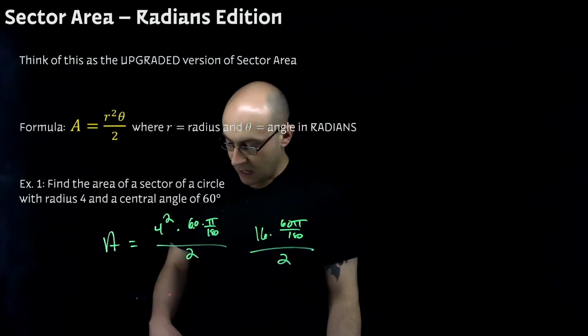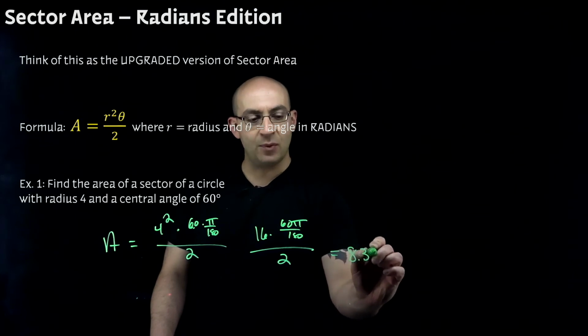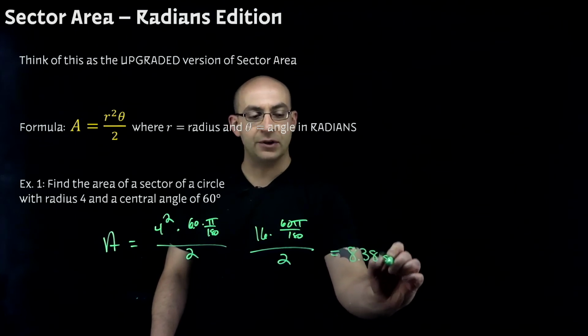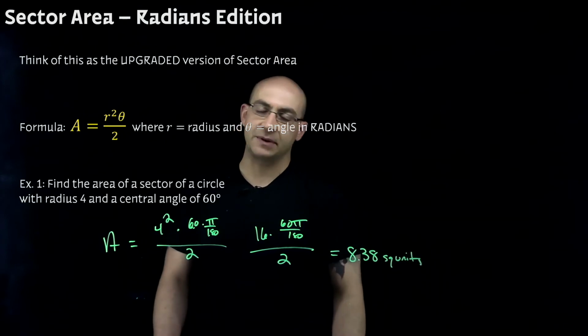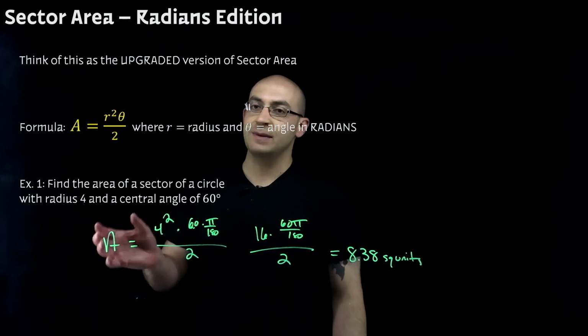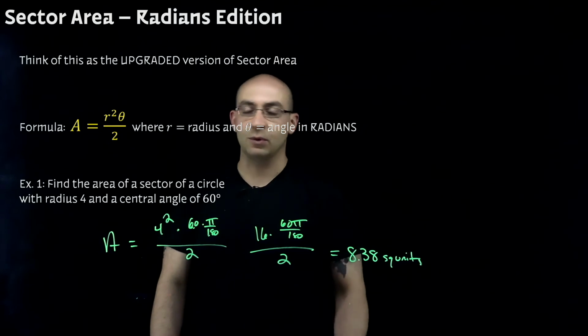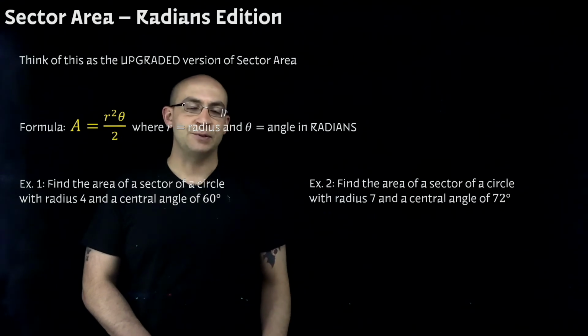Now, our answer for this problem, when we get it, it's going to be 8.38 square units. I didn't specify inches or centimeters or anything like that. So just remember that's area, which is a measurement times a measurement, or a unit times a unit. So it's going to have to be square. And then we're going to round to the hundredth place. 8.38 is what we're looking at. Let's move on. Go ahead and try example 2 on your own.